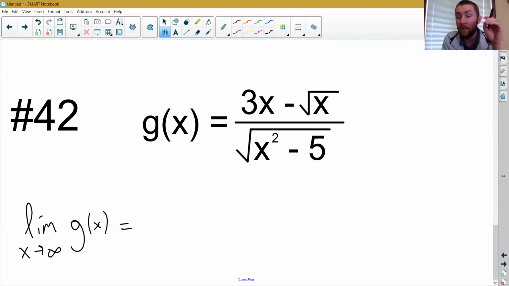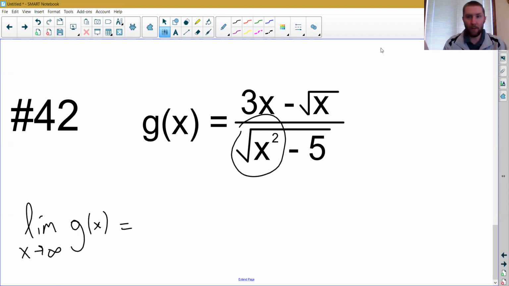Now, if x is approaching infinity and I want to find the limit, I should really find the dominant term of this function, right? So I want you to notice that the dominant term is right down here, x squared. However, that dominant term is underneath of a square root symbol. And the fact that this dominant term is underneath of a square root symbol is actually going to affect our limit here, okay?